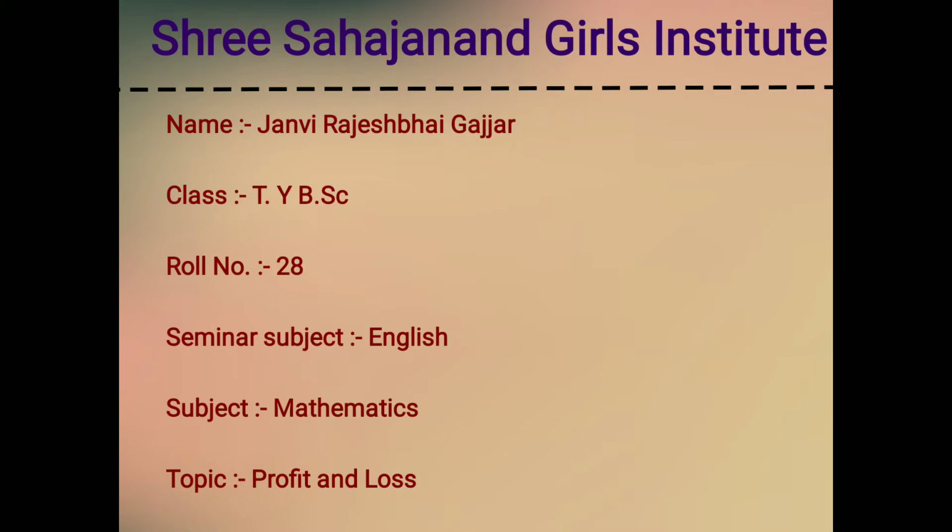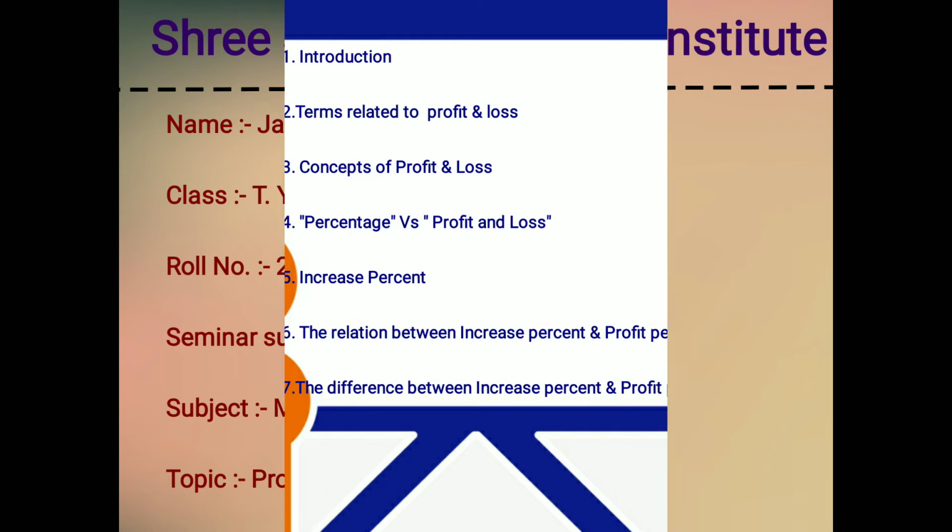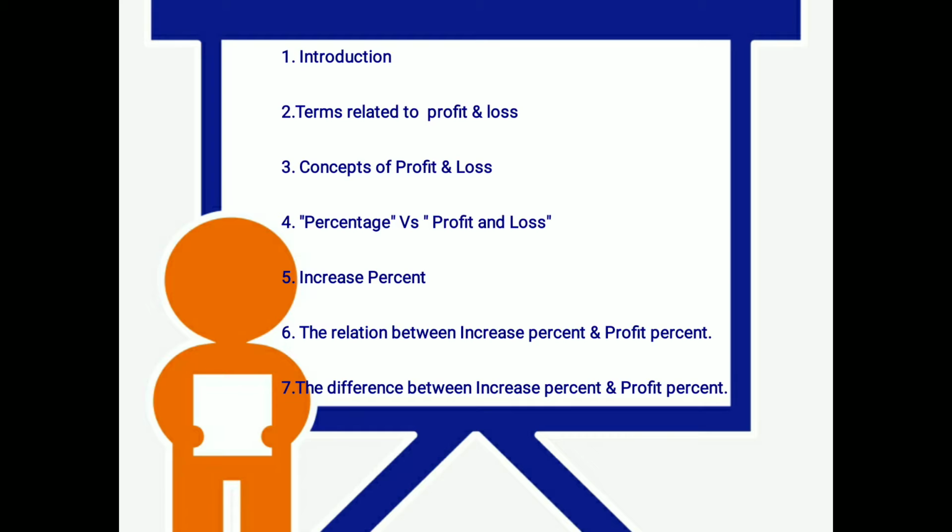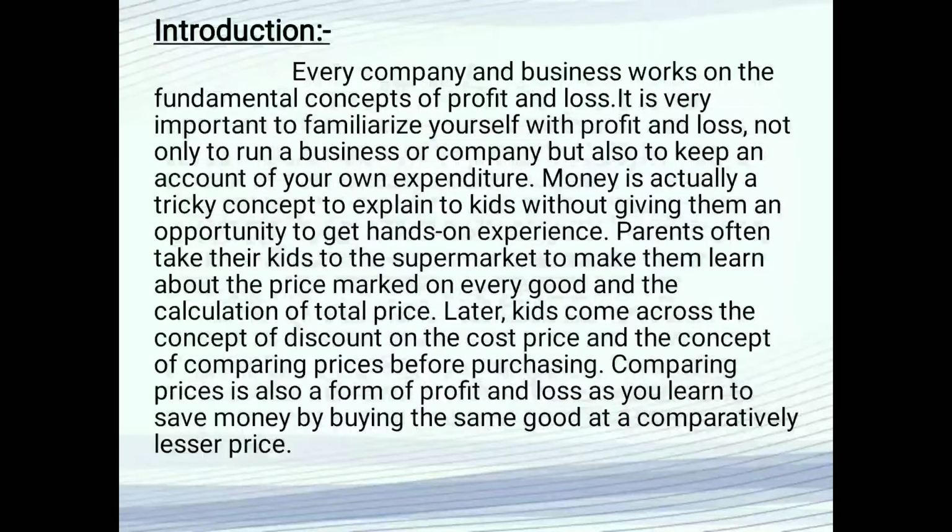Today I am going to explain the math topic profit and loss. Here are some subtopics. First we will see the introduction. The profit and loss formula is used in mathematics to determine the price of a commodity in the market and understand how profitable a business is. The important terms covered here are cost price, selling price, profit percent, increase percent, etc.